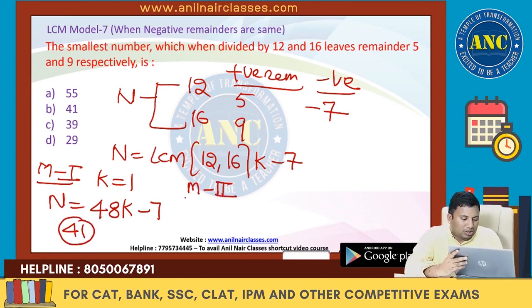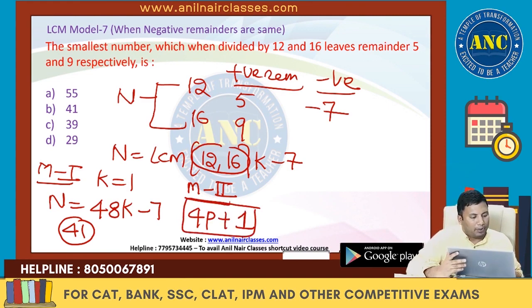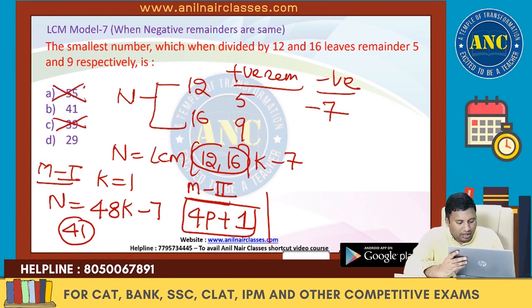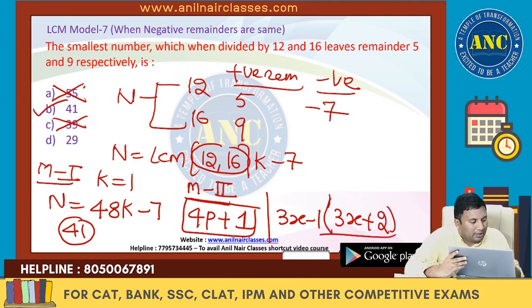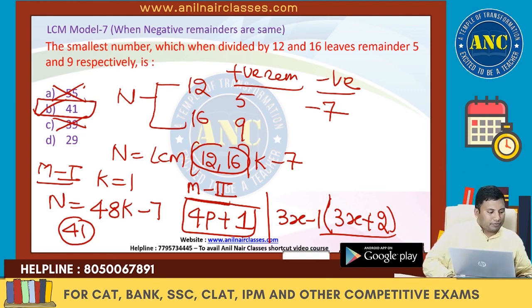Method 1. Method 2: 12 and 16 are divisible by 4, so the answer should be of the form 4p plus 1. So it is 4p plus 3, it is 4 into 14 plus 1. Next one, it is nothing but 3x minus 1 or 3x plus 2. Both are right. 3x plus 2, 3 into 13 plus 2. So the answer is 41.